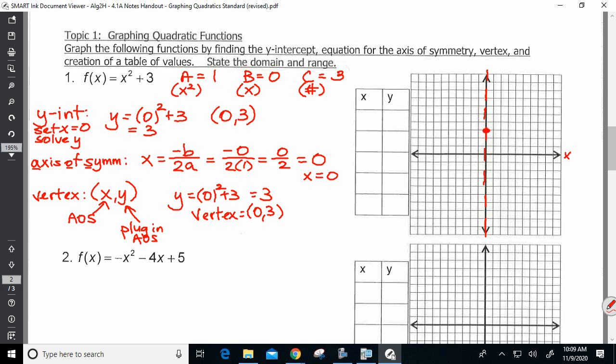So clear that from your memory base. It's not going to happen all the time. So the vertex goes in the middle of the table. Pause for a second. Any questions so far?